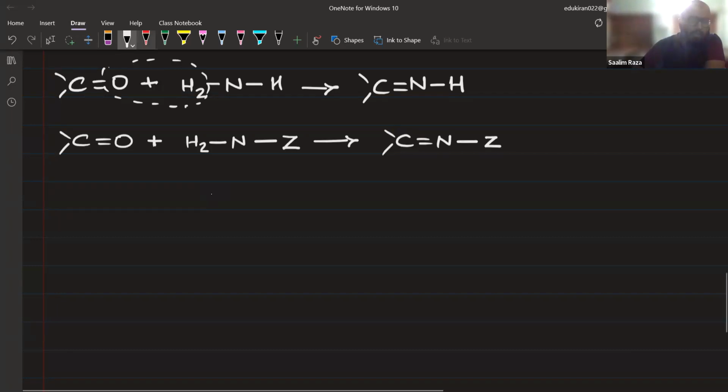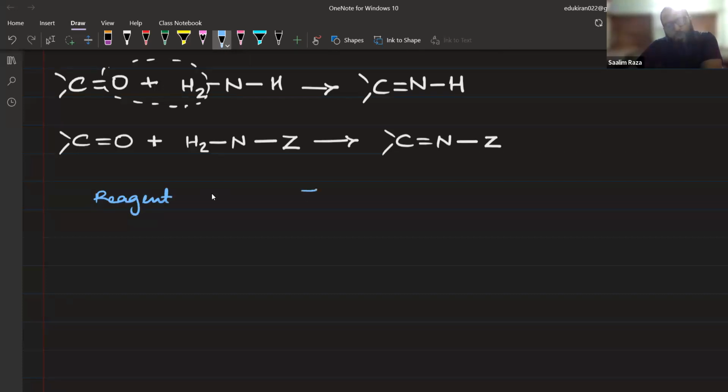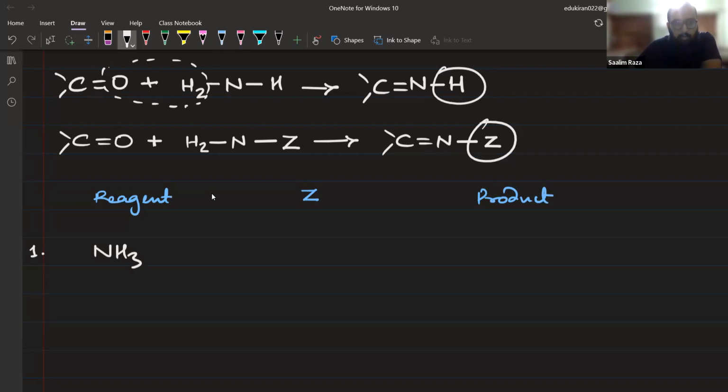If I talk about ammonia, I'm writing here number one, the reagent. You will identify the Z and then you will identify the product. So for example, if the reagent was number one, we saw NH3. So in NH3, what was the Z? Hydrogen. This Z is what? Hydrogen in NH3. This is hydrogen. What will the product be? Carbon double bond nitrogen as it is. Just here in place of Z, you put hydrogen.